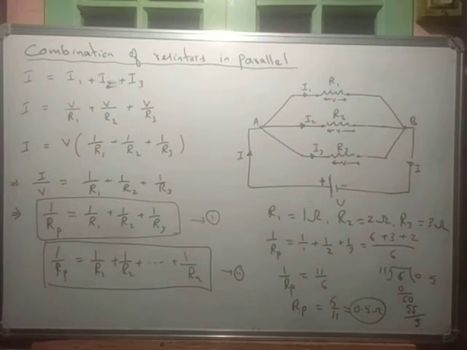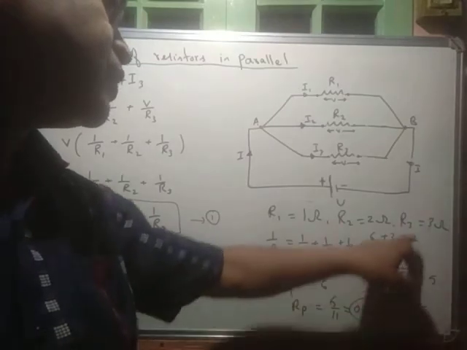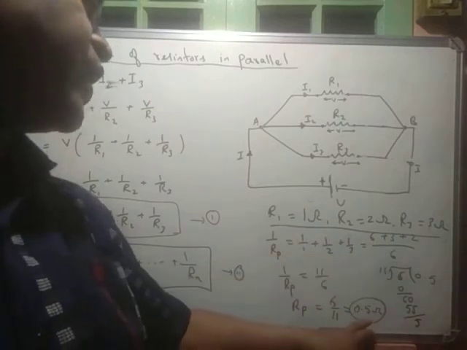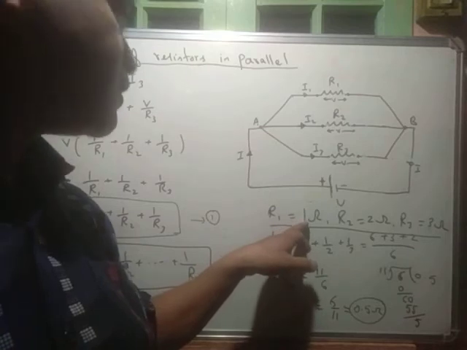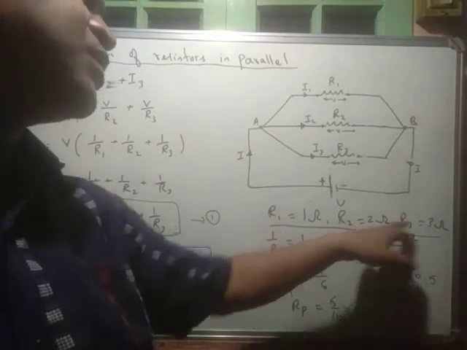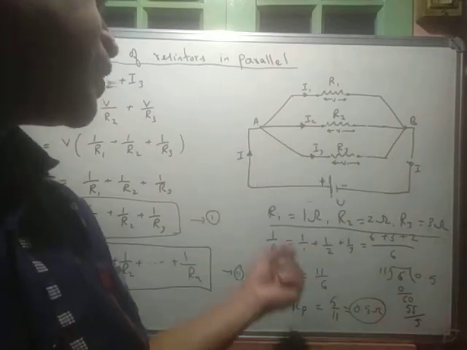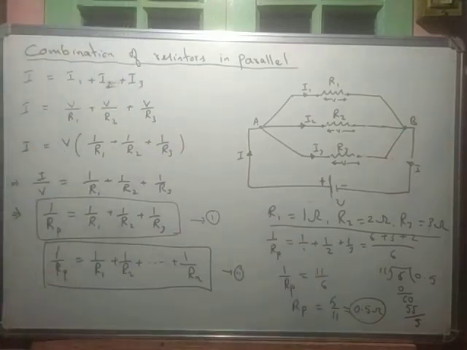So what does it mean? It means that this resistance Rp, which is 0.5 ohm, compared to the 3 resistors R1, R2, R3, you find that this 0.5 ohm is smaller than R1, because R1 is the smallest among the 3 resistors. So the total resistance in the given circuit is smaller than the smallest resistance of the given circuit. All right, so these are the very important points regarding the combinations of resistors in parallel.